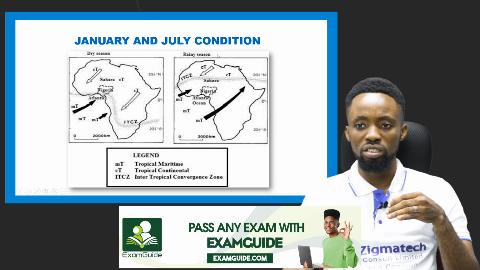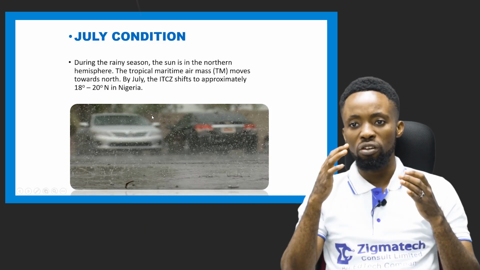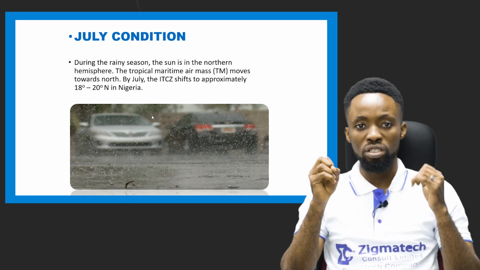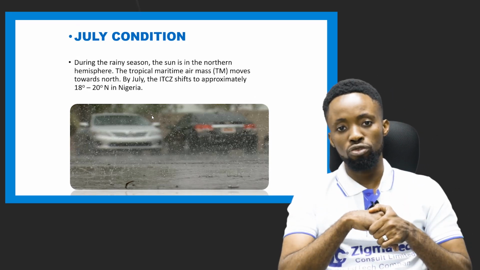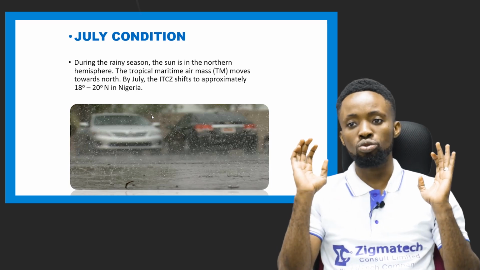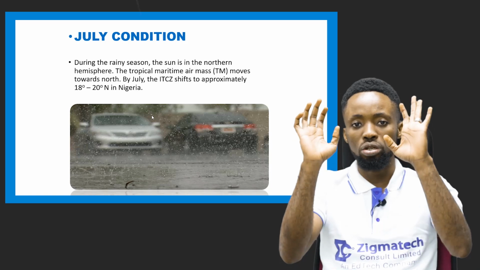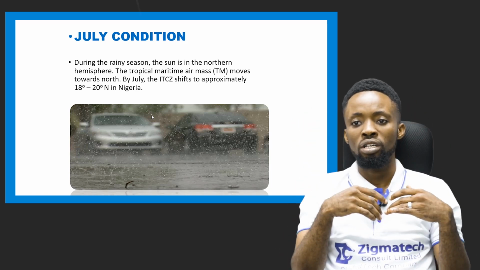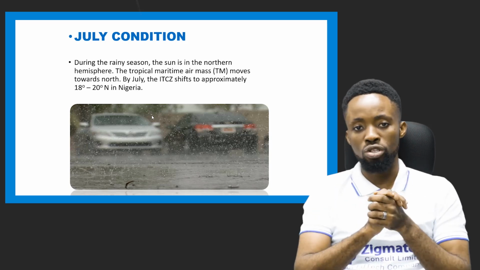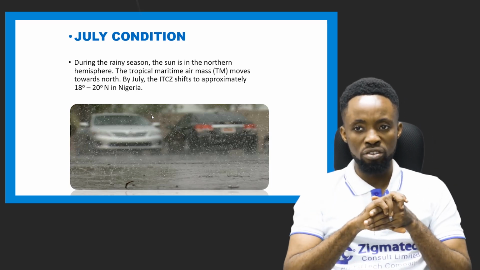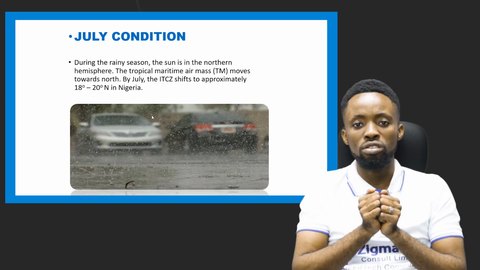For the July condition, during the rainy season, this is where it comes into play. Now, during the month of July, the sun will go to the northern hemisphere. And when the sun goes to the northern hemisphere, this time around, the tropical maritime air mass will move towards the northern part of Nigeria. And remember I told you that when this wind is moving, it brings rainfall.